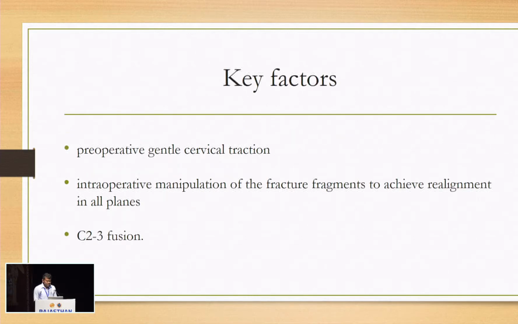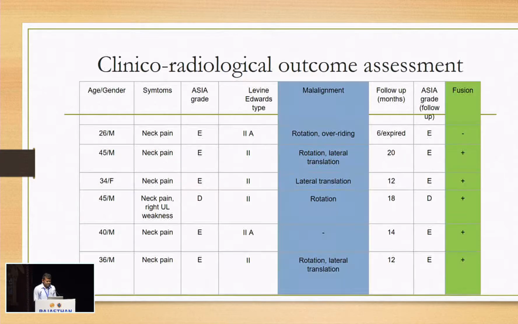So the key factors in multiplanar realignment of the unstable Hangman's fracture are preoperative gentle cervical traction, intraoperative manipulation, and creating a lag effect. The outcomes, as you can see, the various malalignment in the various planes, we achieved a fusion in all our patients. There was no change in the neurological status of the patient. However, there was a significant reduction in the pain score.